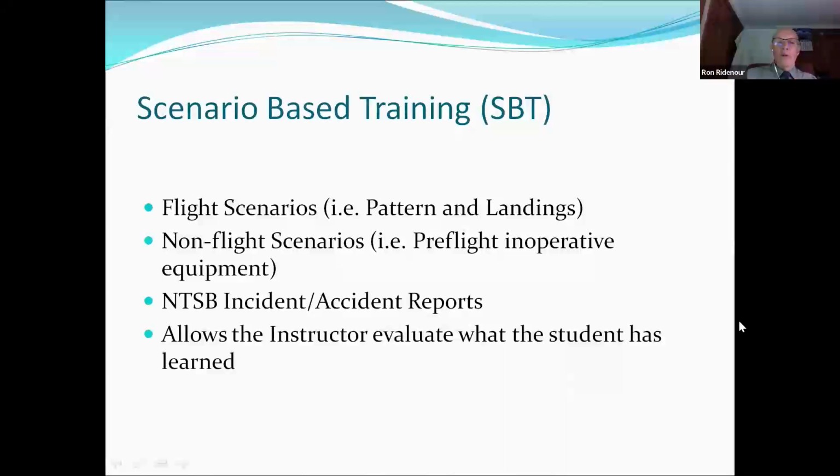A typical scenario-based training might be in-flight scenarios, like the traffic pattern and landings. Eventually, you have to allow the learner to make mistakes, and then you can critique those mistakes afterward, assuming you don't let them go outside the boundaries of safety, obviously. But then you have something to critique.